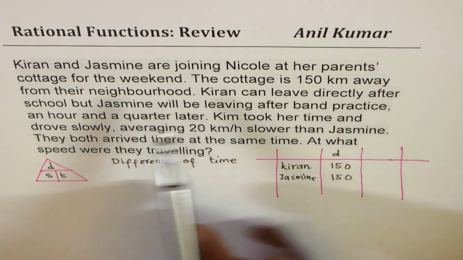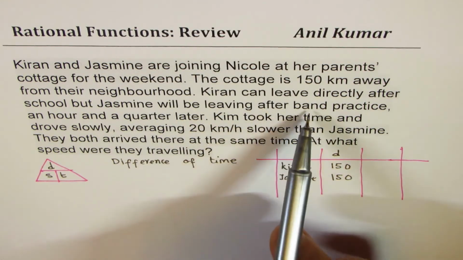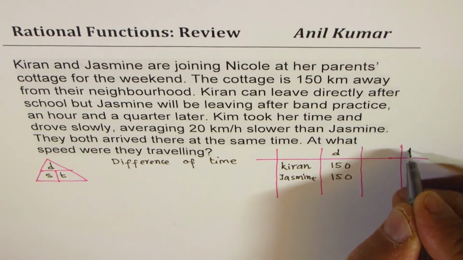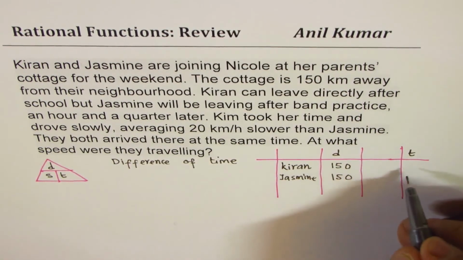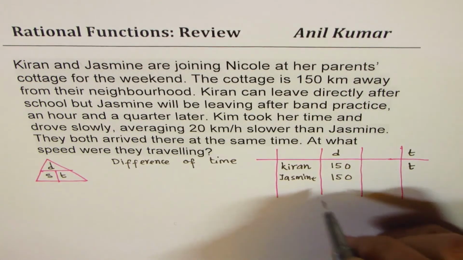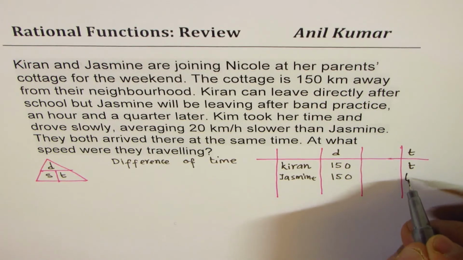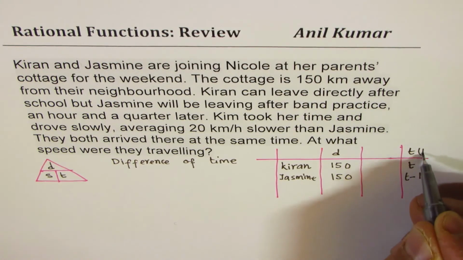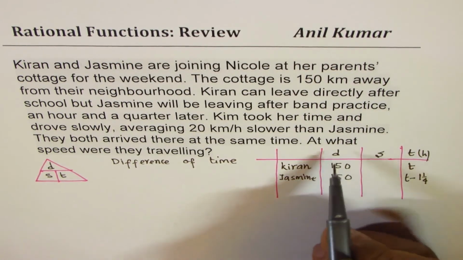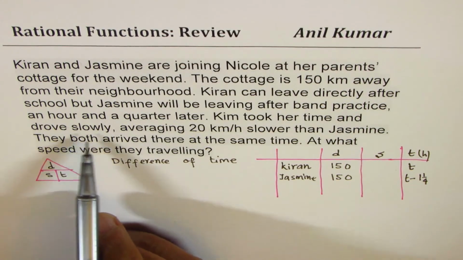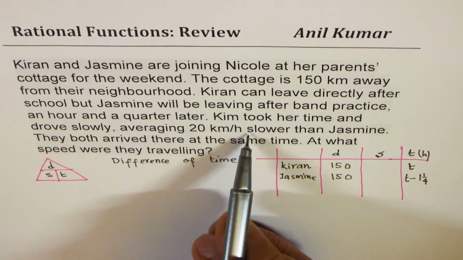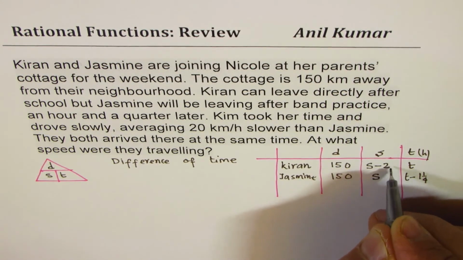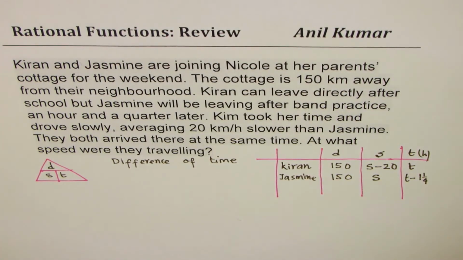Now, Kiran can leave directly after school, but Jasmine will leave after band practice an hour and a quarter later. That means as far as time is concerned, if Kiran takes time t, then Jasmine takes lesser time, right? It is t minus 1 over 4, time in hours, correct? As far as speed is concerned, Kiran took her time and drove slowly, averaging 20 kilometers per hour slower than Jasmine. So speed was S for Jasmine. This is S minus 20. Does that make sense? So we got all the relations, right?